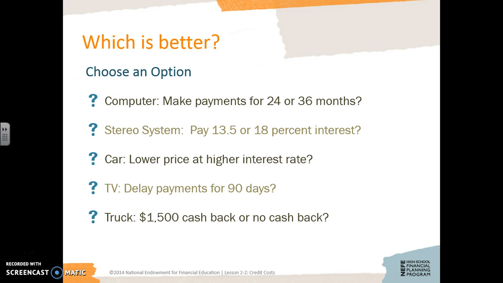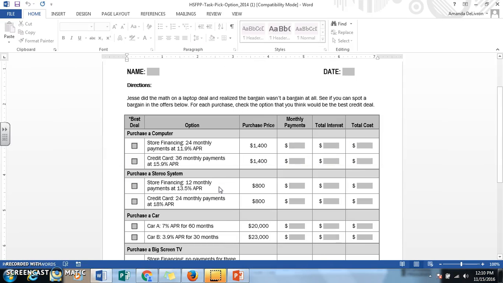Or a truck, do you pay $1,500 or get no cash back? So look in your notebook. You have a page that looks like this. It says pick an option at the top, and your job is to figure out what's the better option.